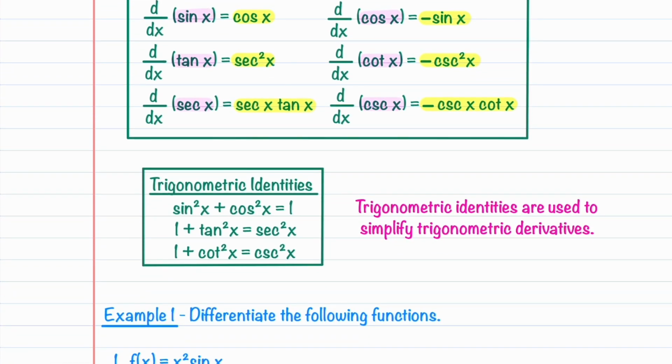When you take derivatives of trig functions, you often have to simplify them. And when you're doing the simplification, you often need trigonometric identities. So I've just listed the 3 trig identities that you can use for simplification right here, just to make it easier.